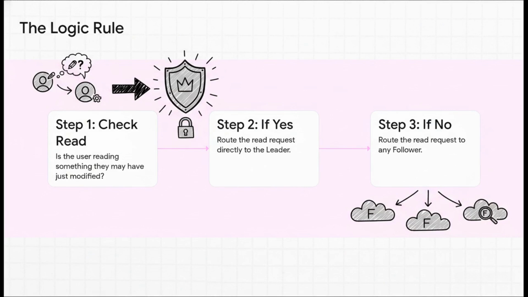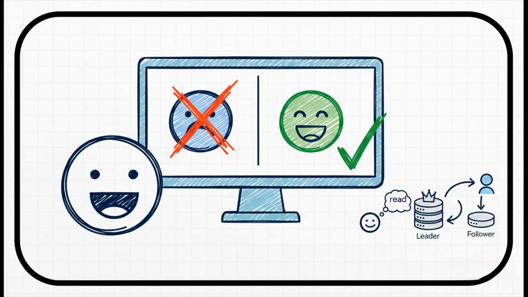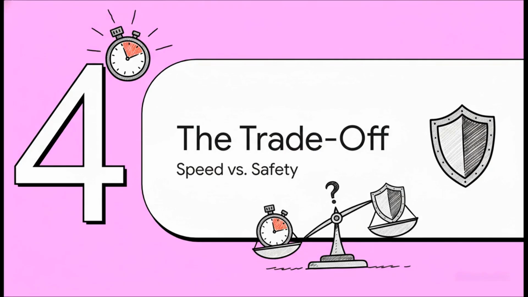If the answer is no, like you're just looking at someone else's profile, then it's totally fine to send that request to any of the followers. And just like that, with one simple if-then rule, the profile picture problem is gone, solved. You've guaranteed that users see their own changes right away while still getting all the benefits of spreading out the other 99% of read traffic across the followers.